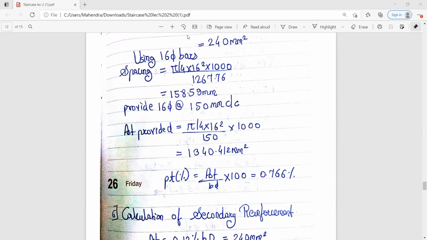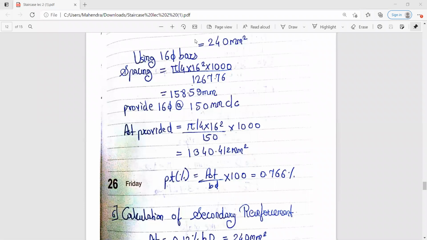So pi by 4 into 16 square into 1000 upon AST required. So spacing आपको मिलता है 158.59 mm. So you need to provide 16 millimeter bars at the rate of 150 millimeter center to center. Now AST provided again pi by 4 into 16 square, as you are going to use the 16 millimeter diameter bar upon spacing into 1000.